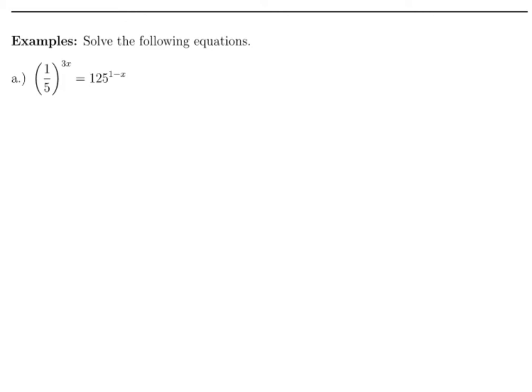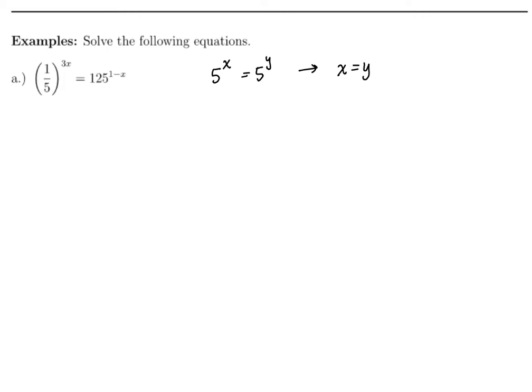Here we have an example. We have 1/5 raised to the 3x equals 125 to the 1 minus x. So if we could shove this thing into looking like 5 to the something equals 5 to the something else, then we could use the one-to-one property where those exponents must be the same. That would be the easiest way to solve that. Not the only way, but the most direct.